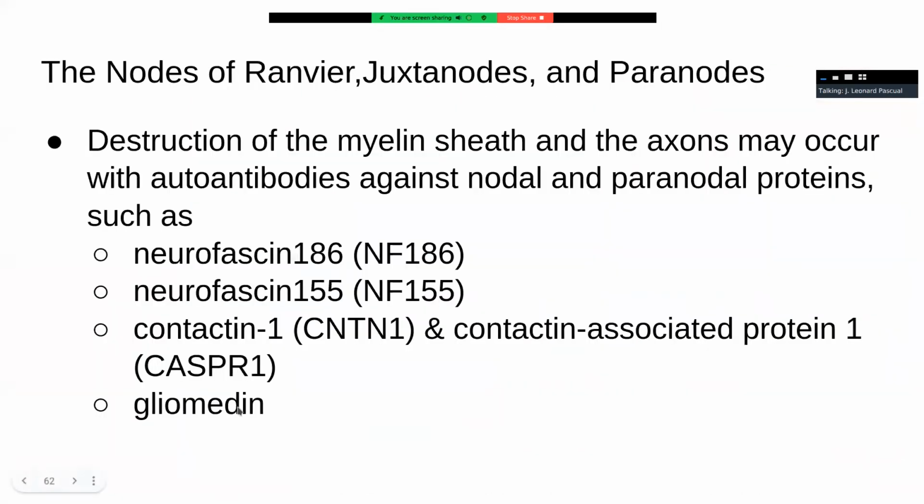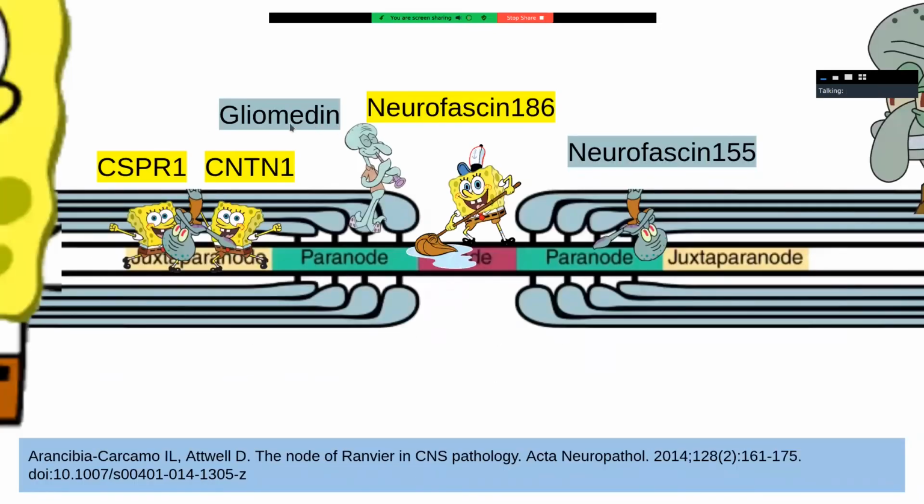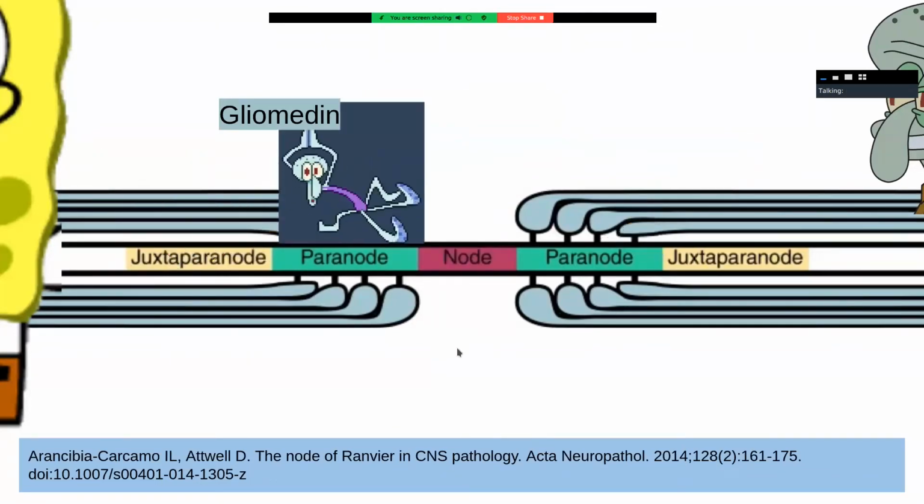And lastly, you have gliomidin. So gliomidin is a protein expressed by that part of the Schwann cell that interacts with the paranode. Why is it a Squidward with a clarinet? Why did I choose this particular image? Because of what it does.